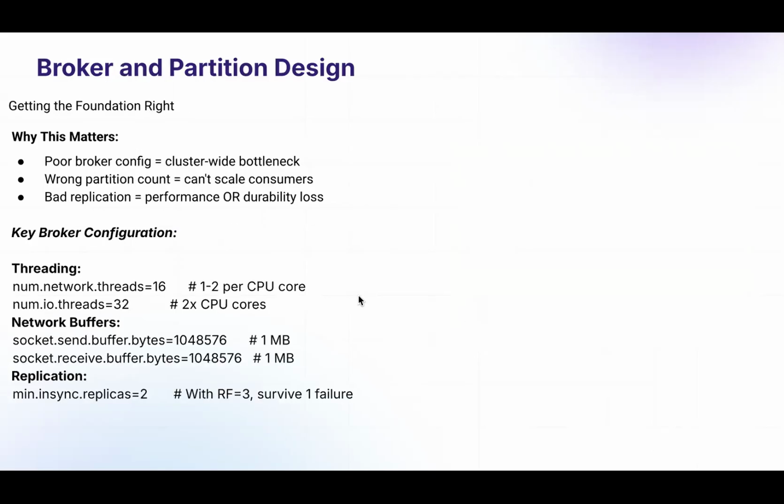Okay. Broker and partition design. Now we are getting into the foundation of the Kafka cluster. Poor broker configuration can create cluster-wide bottlenecks that no amount of producer or consumer tuning will fix. Three critical areas are there: threading, network, and replication. I mean, threading, cores, and replication.